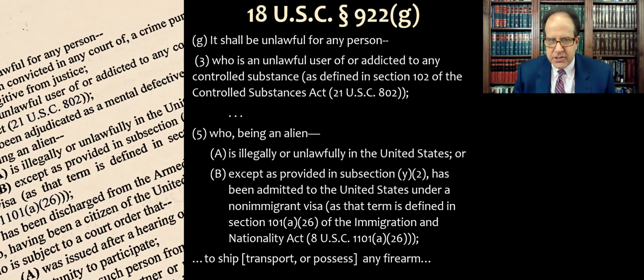But I want you to notice in (g)(3) and (g)(5) the incorporations of other statutes, which could present troubling issues in coming years. So 18 U.S.C. 922(g)(3) says it shall be unlawful for any person who is an unlawful user of or addicted to any controlled substance. And it says right in the statute, "as defined in section 102 of the Controlled Substances Act," and then gives a reference to the codified version at 21 U.S.C. 802. So stop right there.